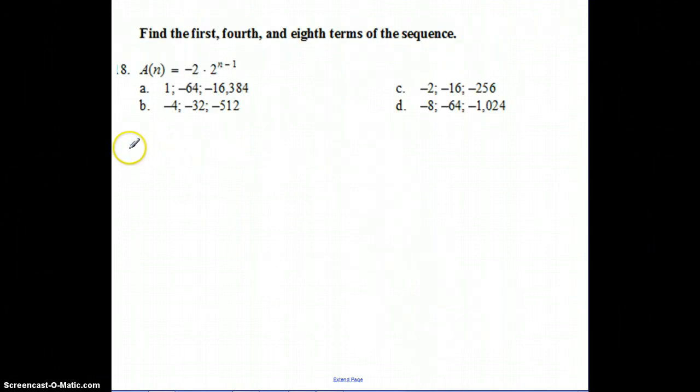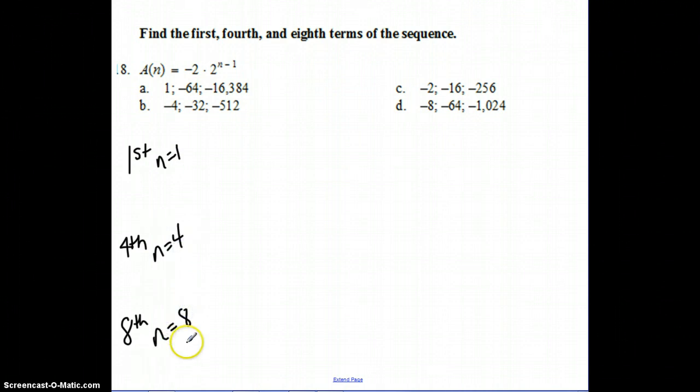Okay, now this is one where they want you to find the first, fourth, and eighth term. Now just a reminder, if it's the first term, then that means n equals 1. If it's the fourth term, it's going to be n equals 4. And if it's the eighth term, it'll be n equals 8. So if I were looking at this, I'm going to take my whole equation, and wherever there's an n, I'm going to put a 1 in there.